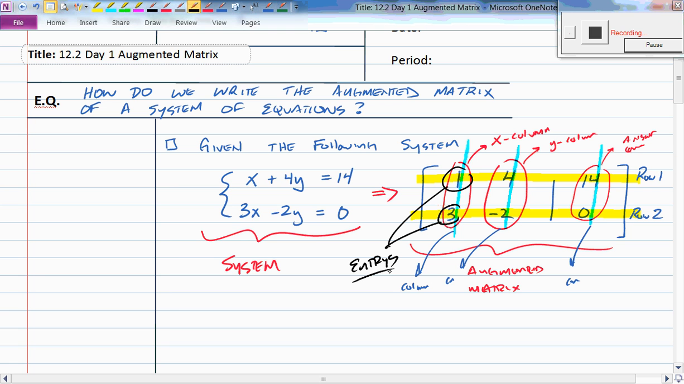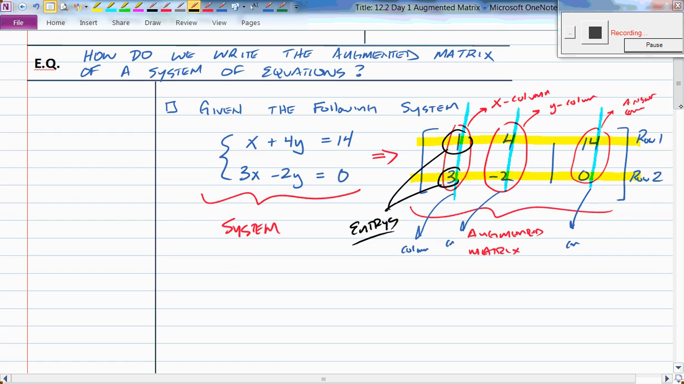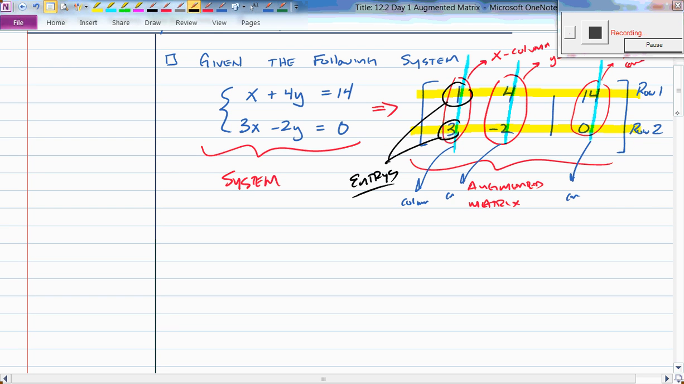So we have a lot of words here. There's a lot of jargon, a lot of vocab that goes with matrix. You have to understand what a matrix looks like. There's this big brackets thing, right? You've got to understand that there are rows and columns, and that there are entries inside these rows and columns. You've got to make sure that all your x columns line up, all your y columns line up, and your answer columns line up on the other side. So that's the introduction to what an augmented matrix is, and all the parts of it.